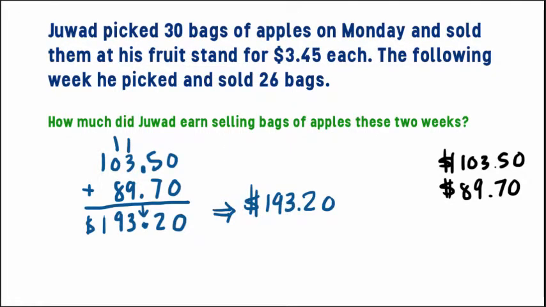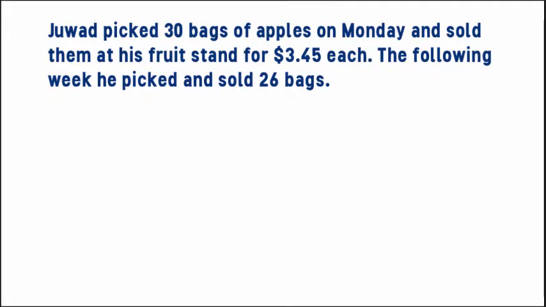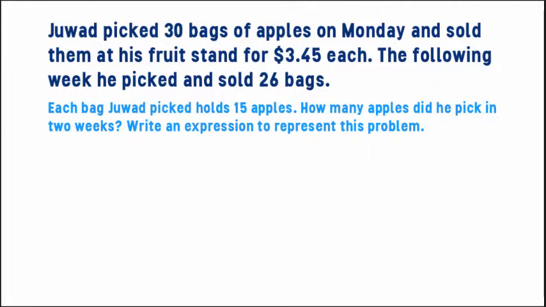And now they have this extension problem. And the extension problem says, what happens if he picked all these apples and put them in these bags, but in each bag there's 15 apples. So we have a bag of apples, and in each bag there's 15 of them, right? And in the first week, remember if we go back, he had 30 bags. In the second week, it has nothing to do with money in this round. He had 26 bags. Write an expression that would make sense of this.